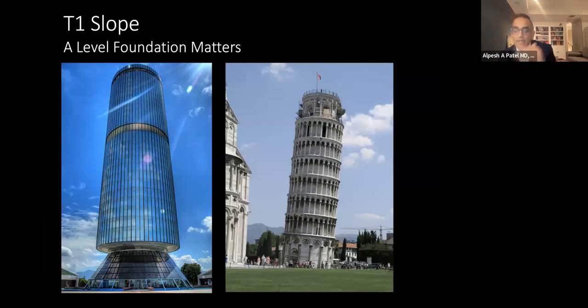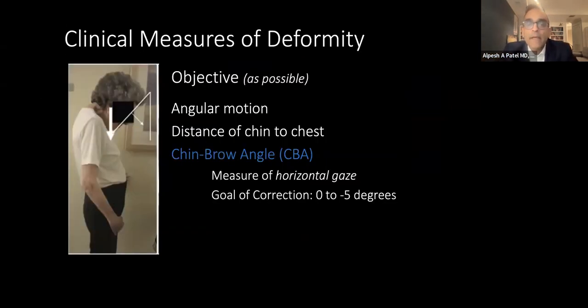T1 slope we talked about already. This concept of foundation: if you've got a nice level ground to your cervical spine, you don't need as much lordosis. If it's highly tilted, you'd need more lordosis. And then the last measure, which is the least impressive because it's the least complicated, but might actually be the most meaningful, is the chin-brow angle. So literally taking an angular measurement from this line here, which is the vertical, to a line that goes tangential across the chin and the brow.